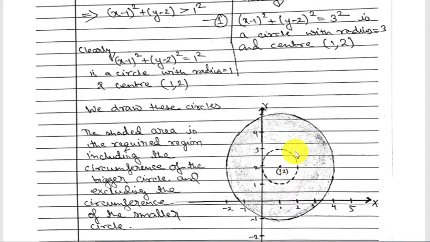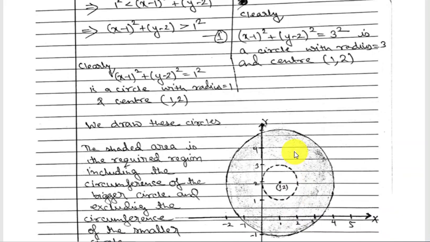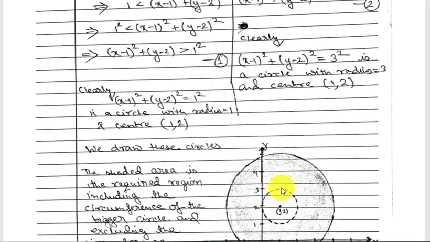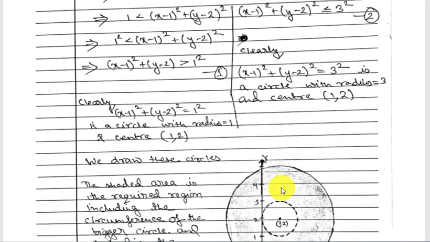I can understand that these locus questions are not that easy, especially when you have to point out which points are going to satisfy it. But try to understand it. Read it by yourself, maybe that can help you. And if you have any doubt, then you can ask me on WhatsApp.